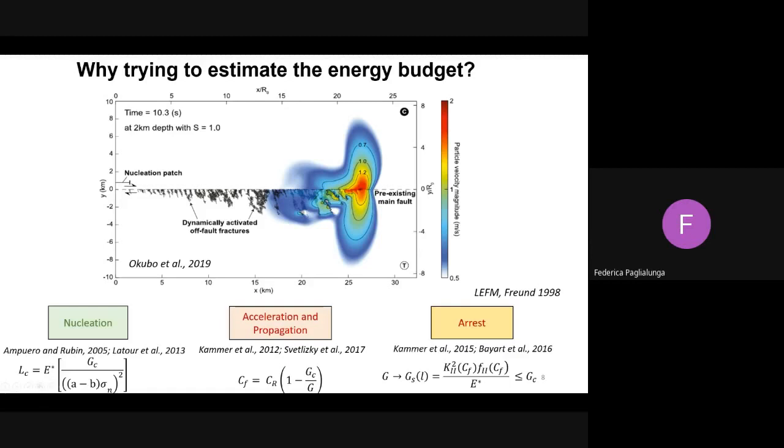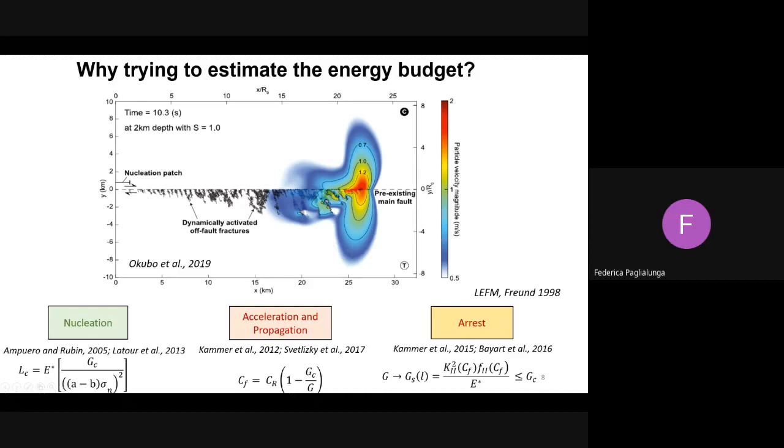Secondly, here you can see that if we know the value of GC, we know the equation of motion of the cracks, and we can hope to predict the acceleration of the rupture front during the crack propagation.